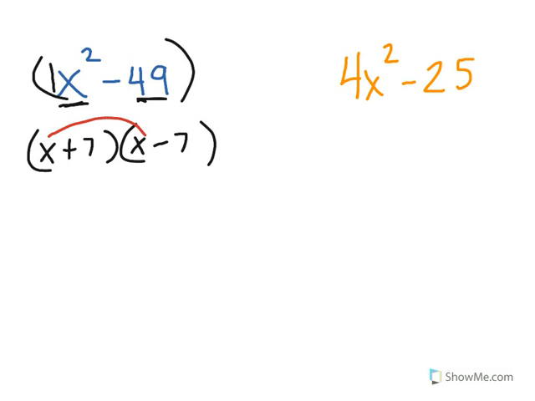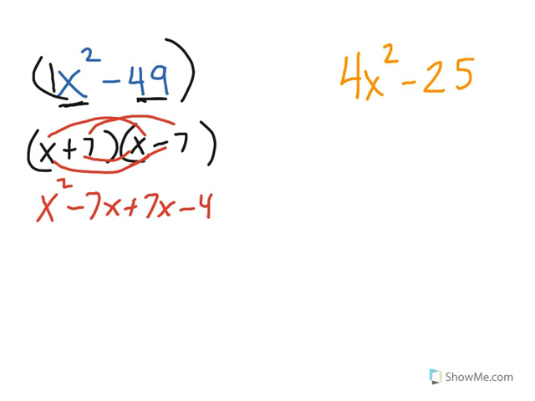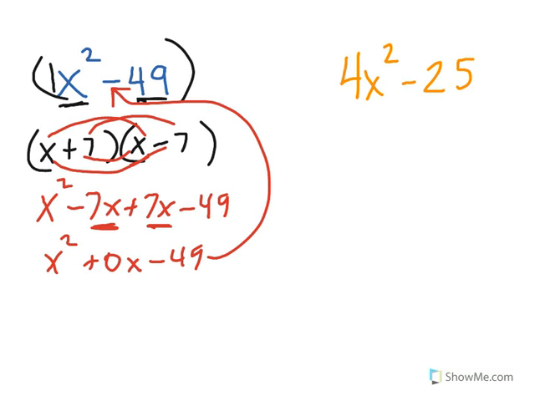So to double check this, I multiply. X times x is x squared. X times negative 7 is negative 7x. 7 times x is positive 7x. 7 times negative 7 is negative 49. And when you put your like terms together, you see that you get x squared plus 0x minus 49. And that's why we didn't have a middle term up here. We really did. It's just a 0, so we didn't write it.